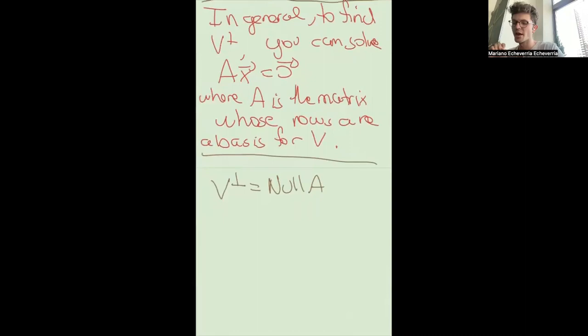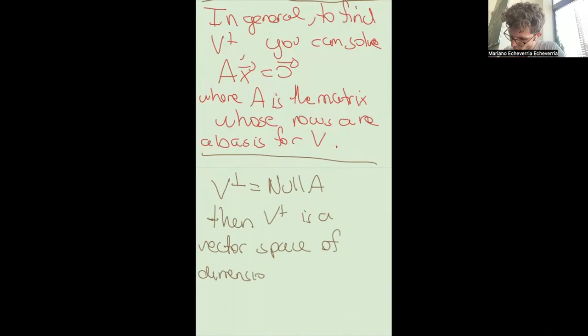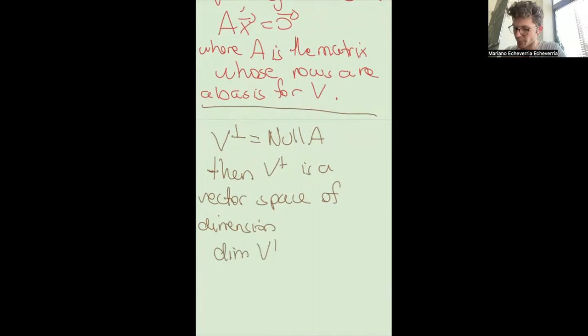And what that also tells you, because it's a null space, is that V perp is a vector space of what dimension? What was the dimension of a null space? It's very close to the word null space itself. Is it the nullity of A? Right, it was the nullity of A. Good. But what was the nullity of a matrix? It was the number of columns of A, minus the rank of A, right?